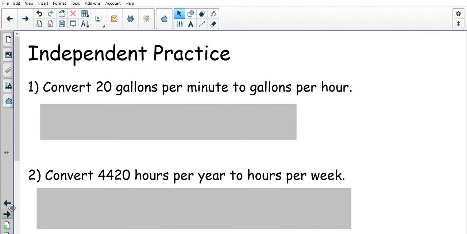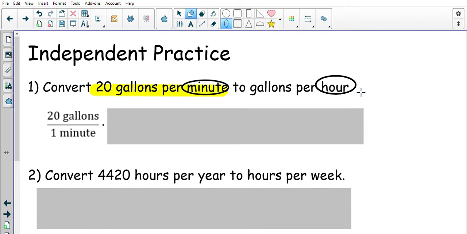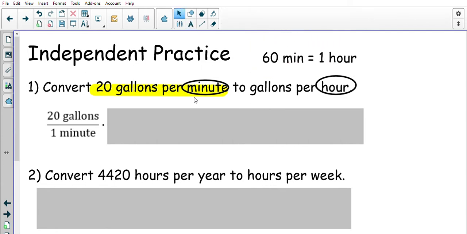All right, so for number 1, we want to convert 20 gallons per minute to gallons per hour. So we start off by writing 20 gallons per minute, our unit rate that is given to us. We know that we want to convert the minutes to hours. I'll go ahead and circle those. So we want to convert minutes to hours. So minutes is going to go on top, and I need to recognize that there are 60 minutes in 1 hour. And again, these conversions are listed on the last page of your guided notes.